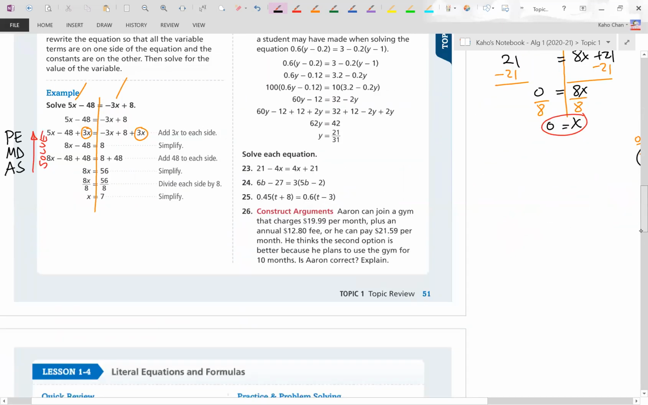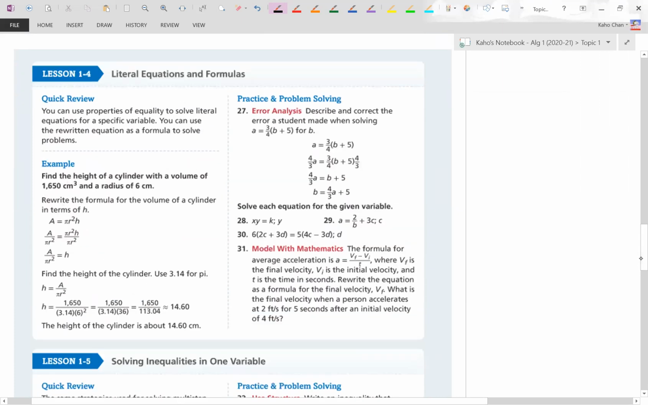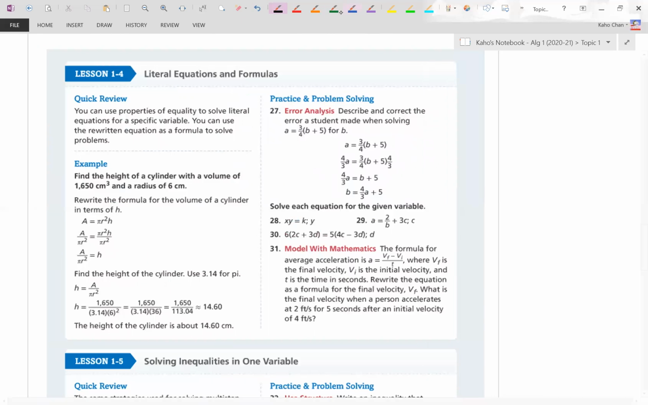Next page. Literal equations and formulas. Quick review. You can use properties of equality to solve literal equations for a specific variable. You can use the rewritten equation as a formula to solve problems. So they have an example involving the volume of a cylinder. What is that? A lot of you may have seen this in your middle school geometry class.